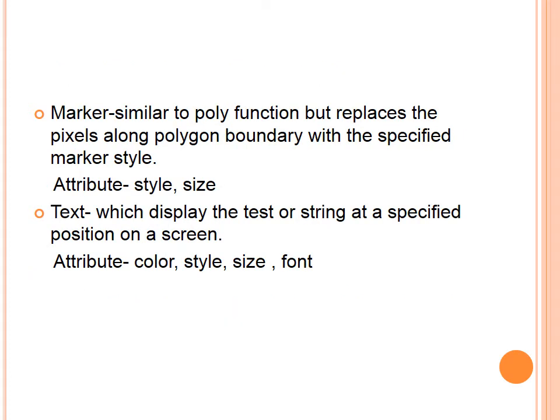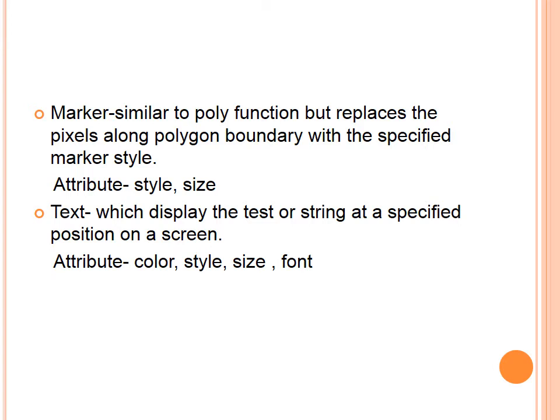Marker is similar to the polygon function, but the border is drawn with the specified marker style. Attributes are style and size. In style, you can use the star, hash, dollar to specify a boundary, and size like 10, 15, 20, etc.